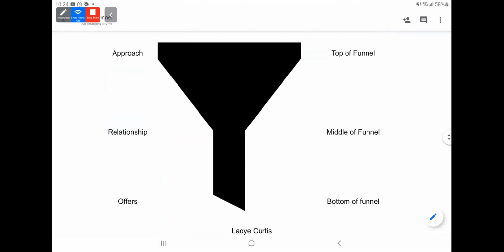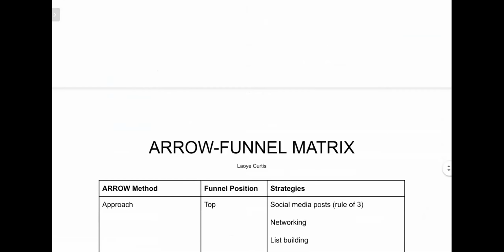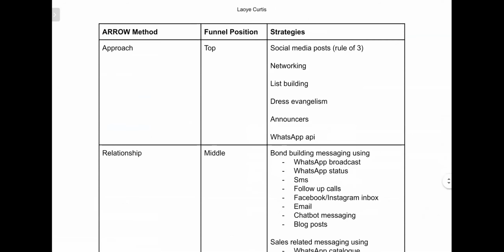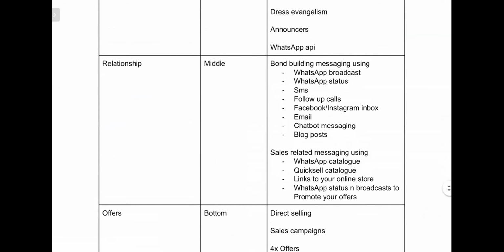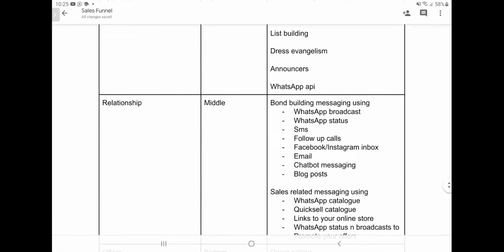So the thing is, what do we mean by the approach stage? What do we mean by the relationship stage? What do we mean by the offer stage of your sales funnel? So that is why we have this arrow funnel matrix. That is the arrow method, and positions in the sales funnel, how to match the two together. Okay, the arrow method, I've changed it from awareness, relationship, offers to approach, relationship, and offers.